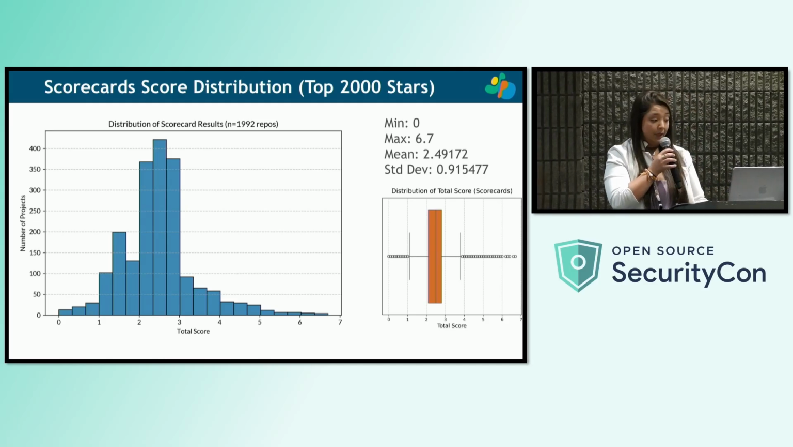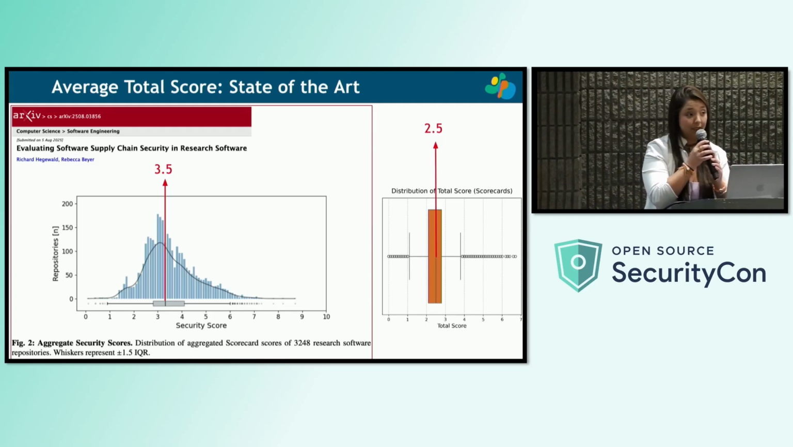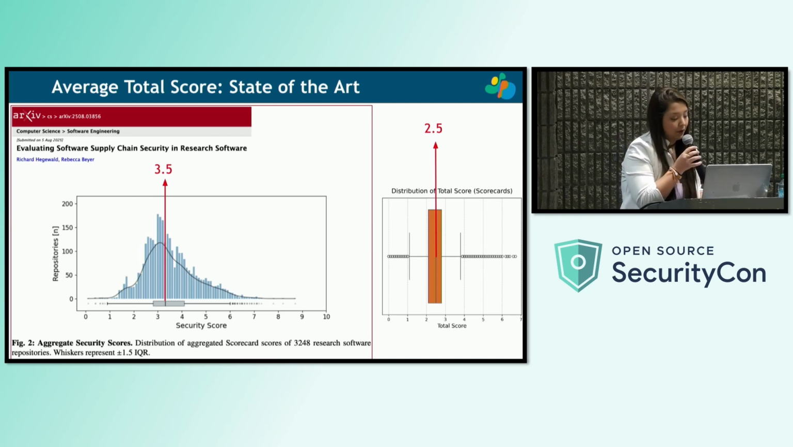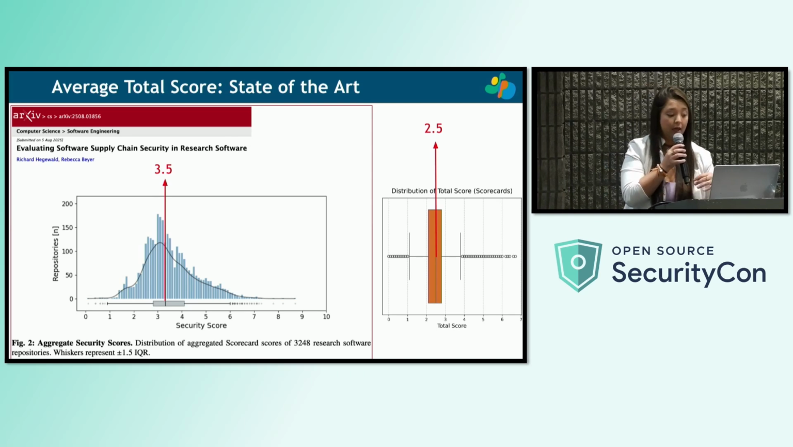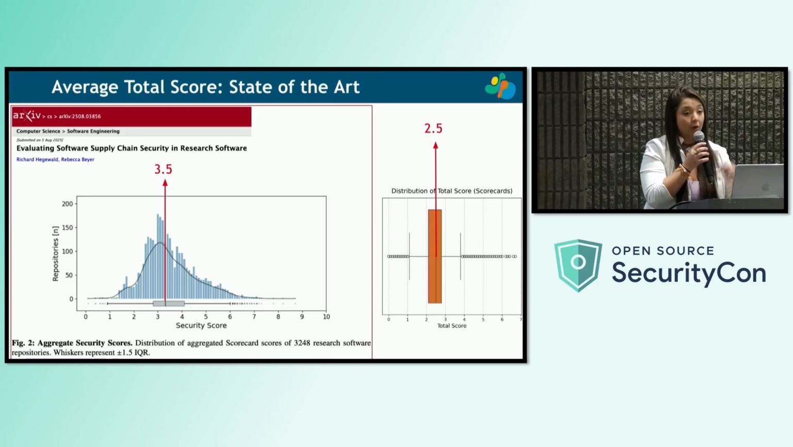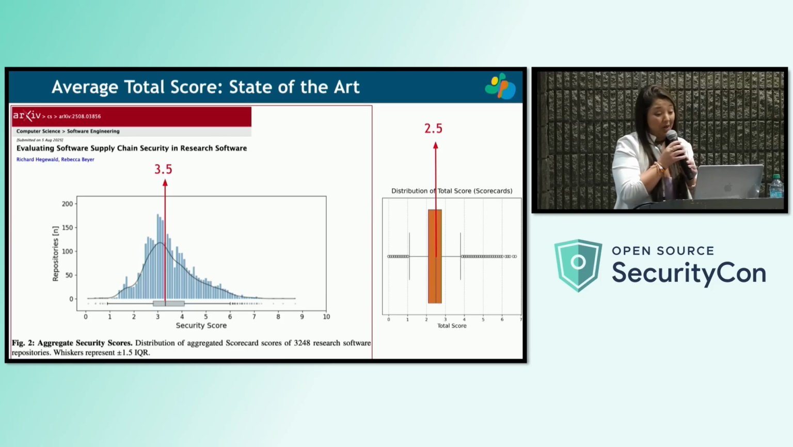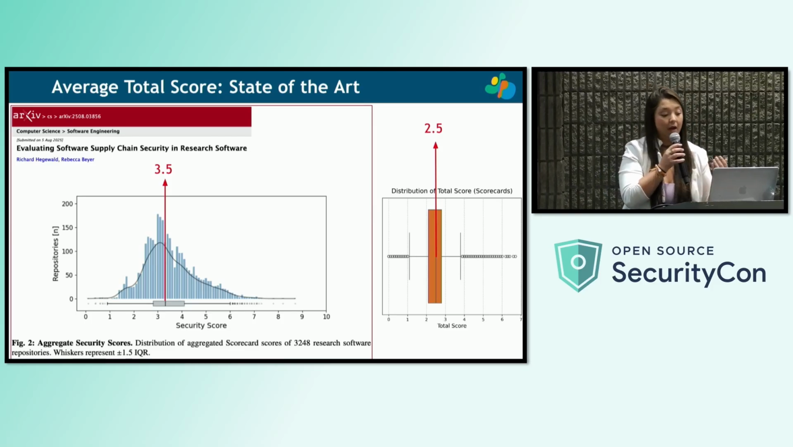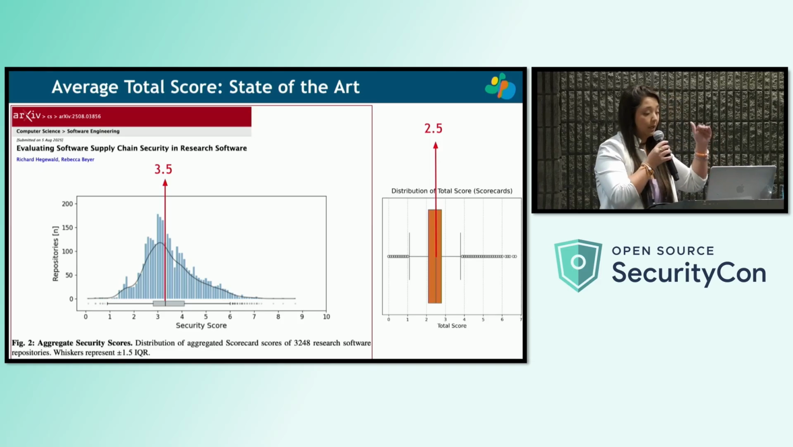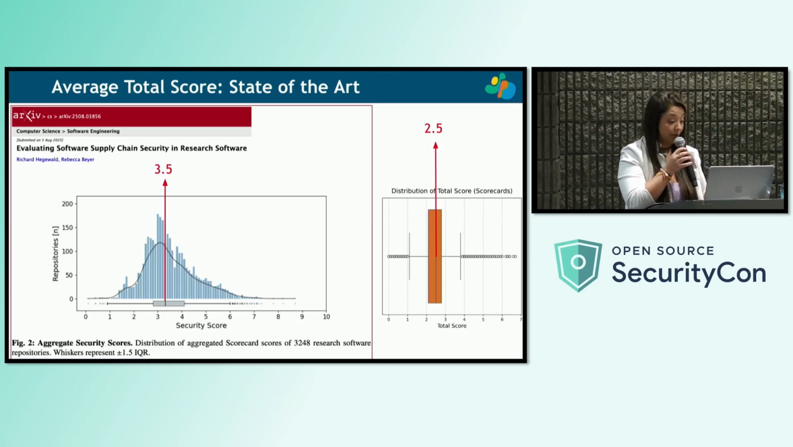But if you compare this with the state of the art, so other projects that have done similar studies, we're not that bad, right? This is a paper that got published this year where they analyzed 3,248 research repositories that were actually peer-reviewed, and their average is actually 3.5. So not that much higher than us. And as you can see, most of the things that are above a score of 6 are actually outliers.